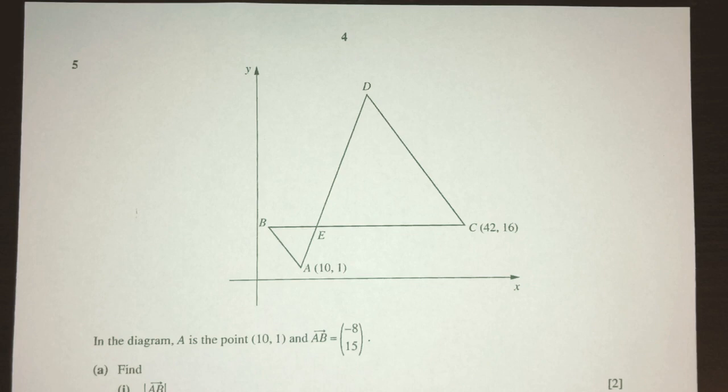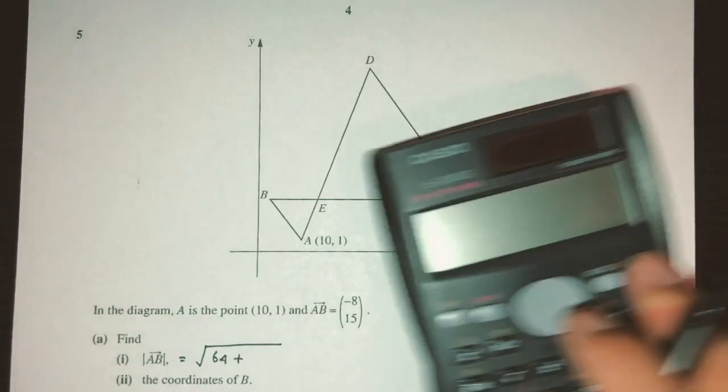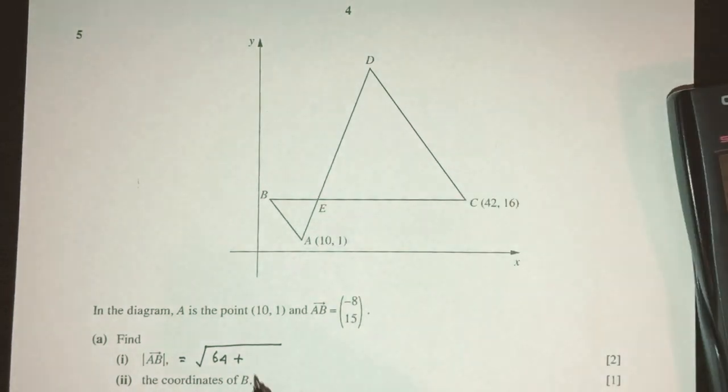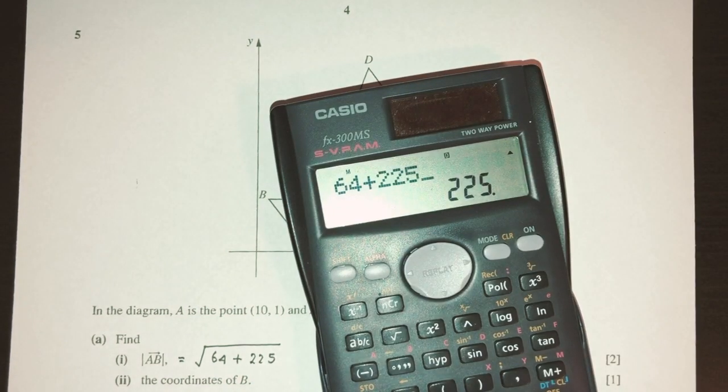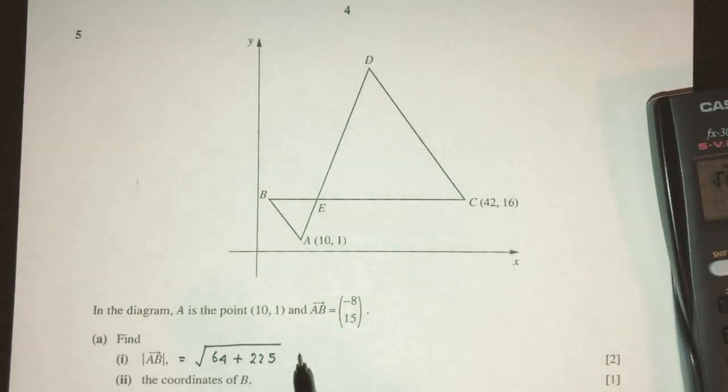So in the diagram, A is the point (10, 1) and AB is the vector (-8, 15). Okay, so question, find the magnitude of AB. So let's do that. That will be the square root of 64 plus 15 squared, which is 225. So 64 plus 225, that will be 289. That will be 17. 17 units.